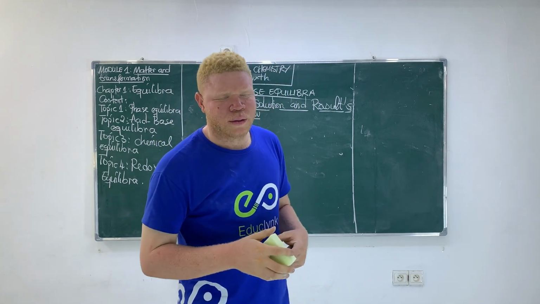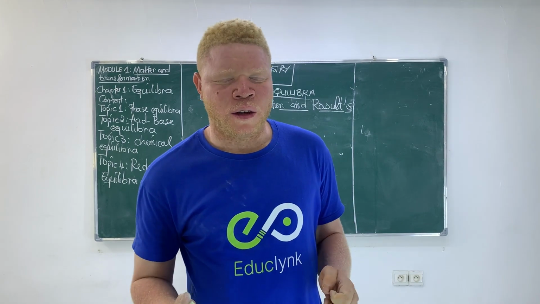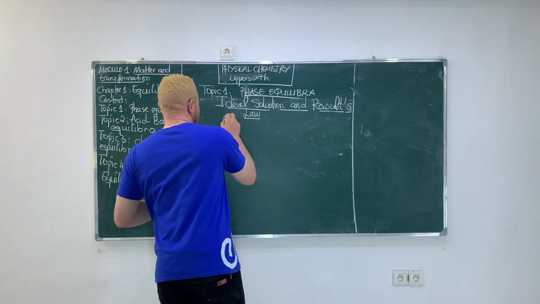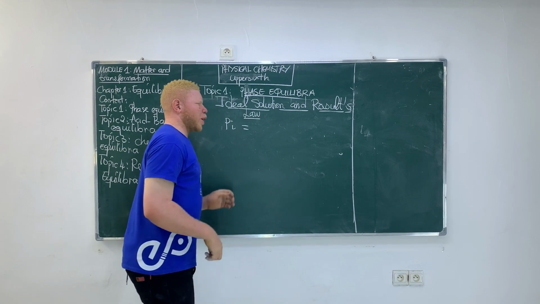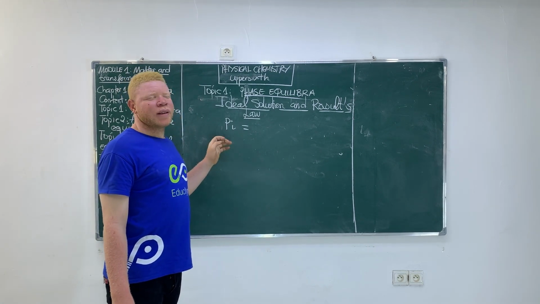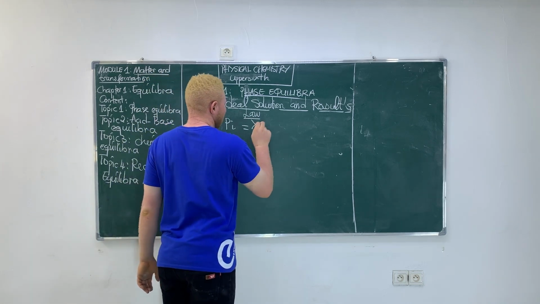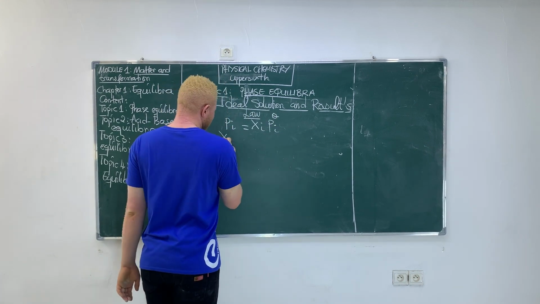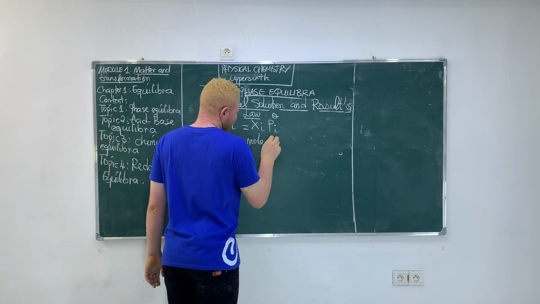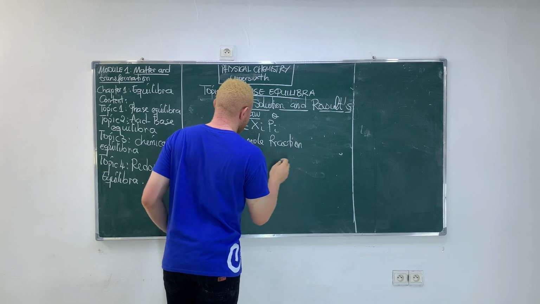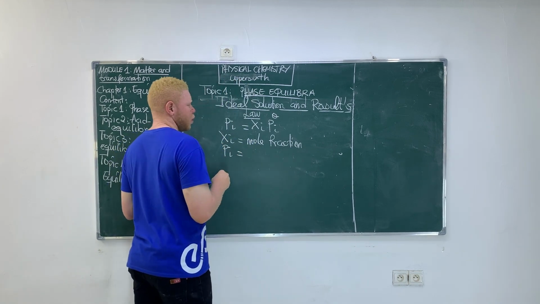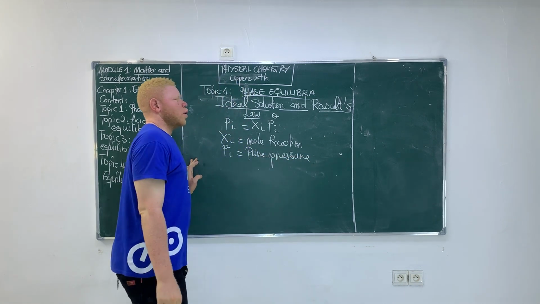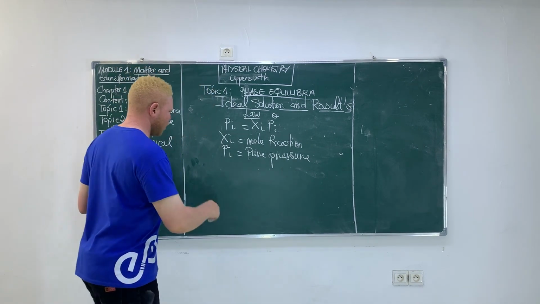Ideal solution and how to. Raoult's law states that for two miscible liquids that do not react, the partial vapor pressure of each component is the mole fraction of the component times the pure vapor pressure. X stands for the mole fraction, P naught stands for pure pressure. So that's Raoult's law.